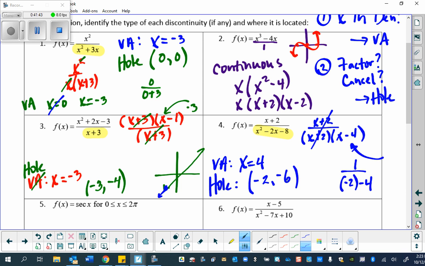Knowing where your vertical asymptote is, and checking to see if it's a hole, can tell you whether or not it's continuous.